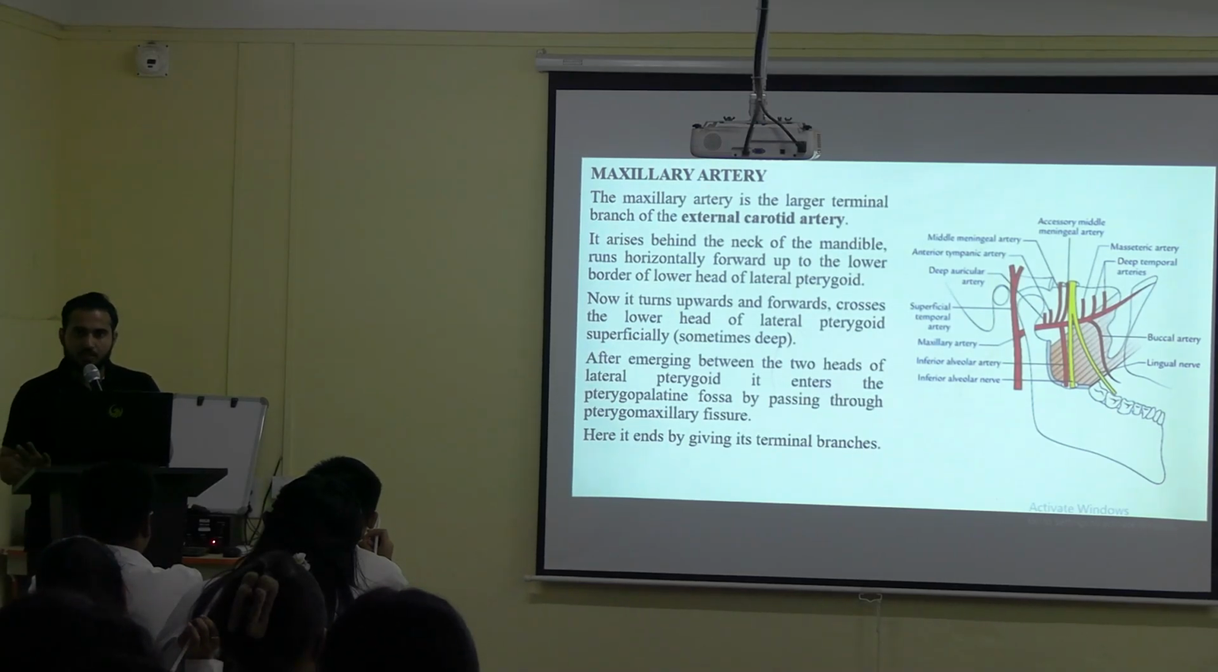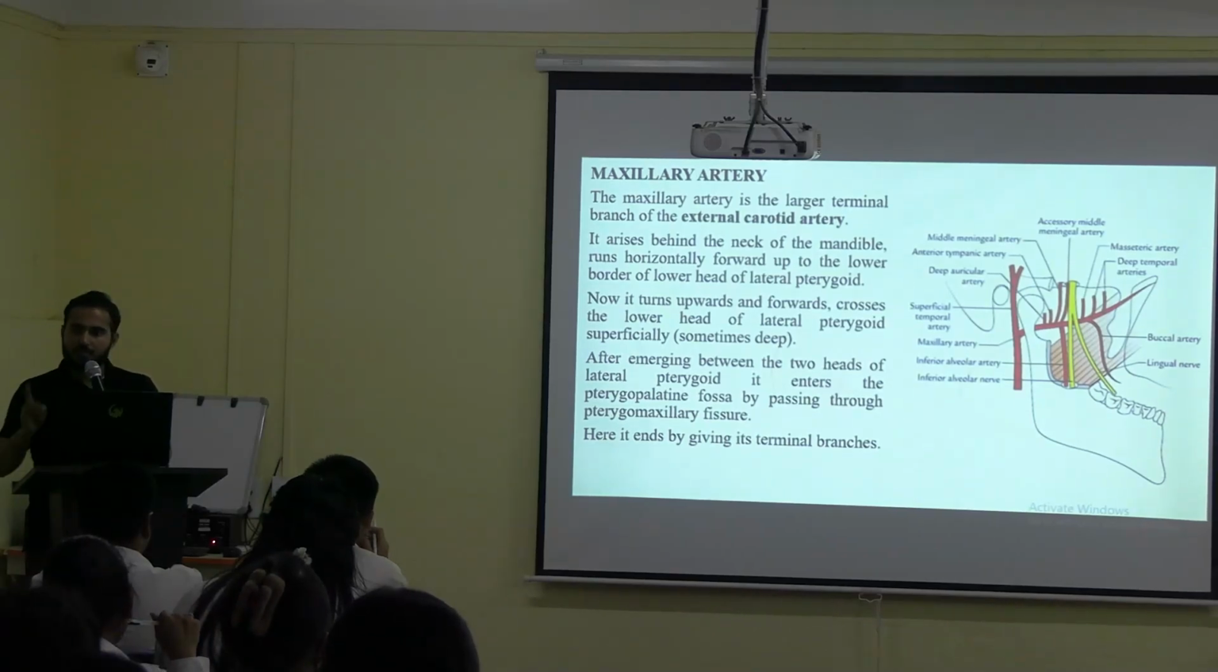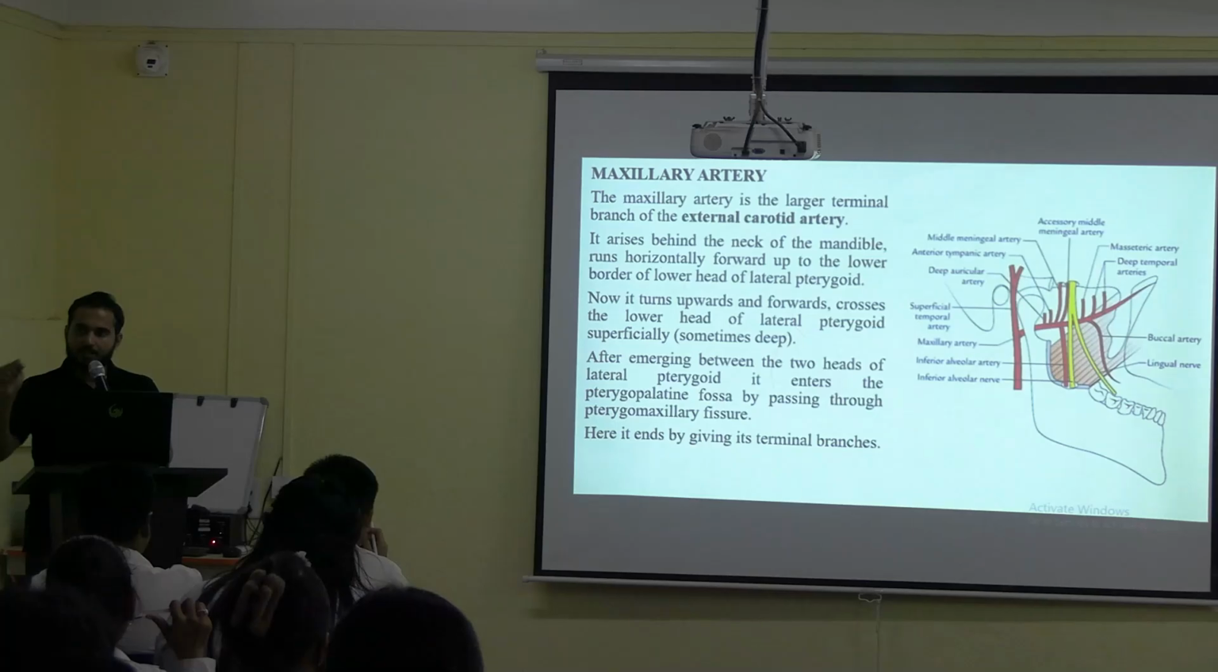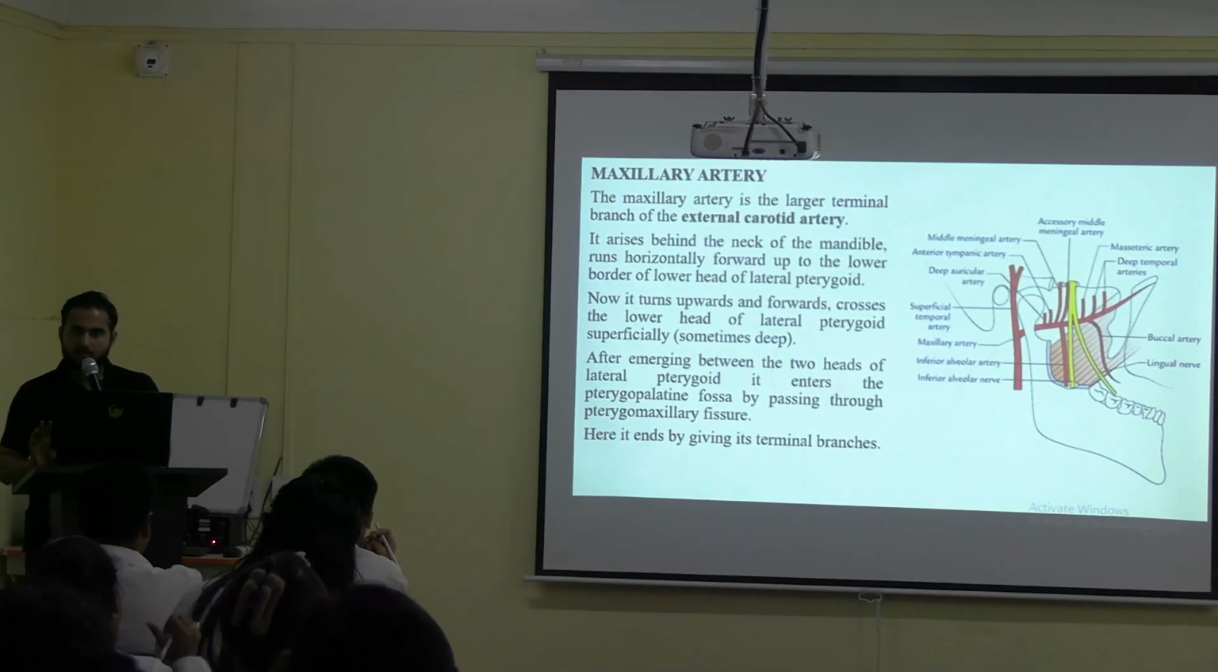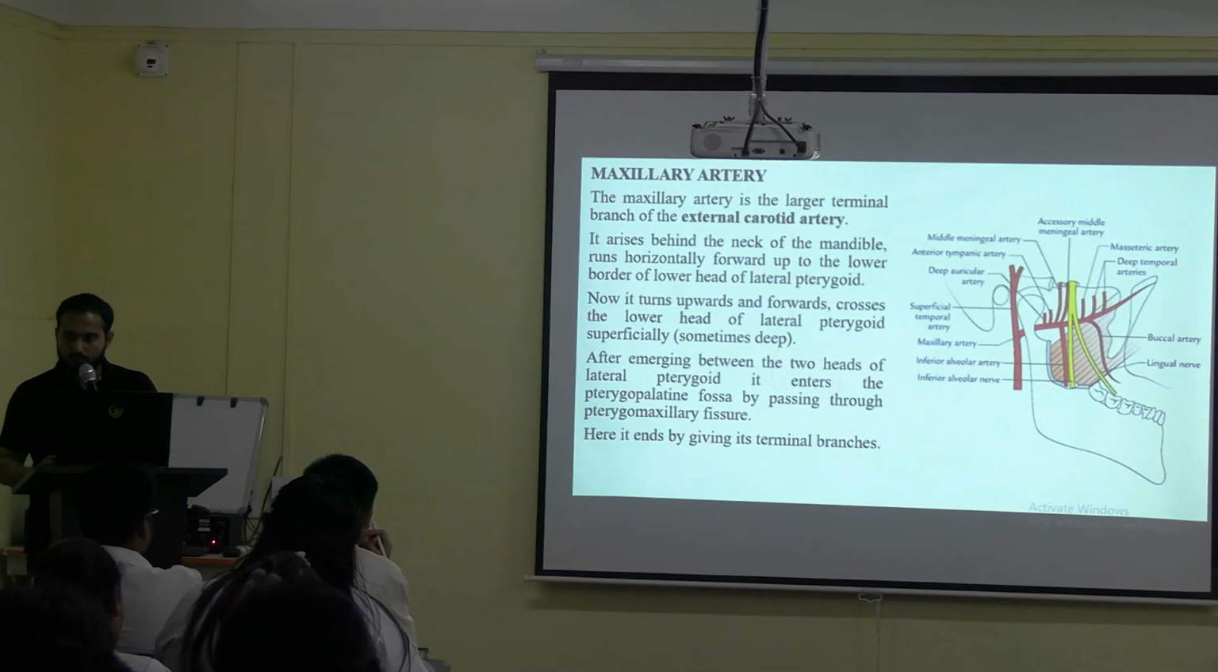Once this is done, then we can remove the ramus of the mandible. Once the ramus of the mandible is removed, then we can enter the infratemporal fossa. Okay, after this, almost all of the muscles of mastication will be visible.